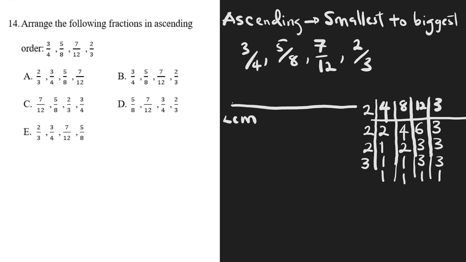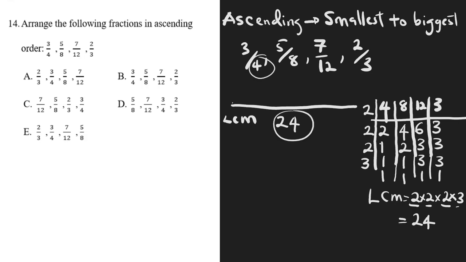So what is our LCM? Our least or lowest common multiple is 2 times 2 times 2 times 3, right? This one here is the one we're going to use. So 2 times 2 is 4, 4 times 2 is 8, and 8 times 3 is 24. So the least common multiple is 24. So coming back here, we're going to write 24. So 24 divided by 4 is 6. Then 6 times 3 is 18. Then we write 18 here.